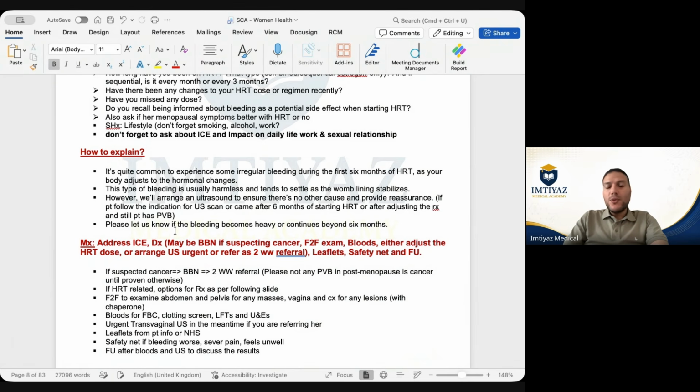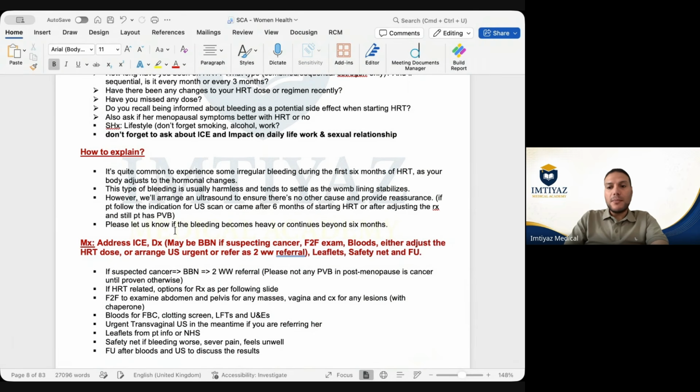So how to explain? You need to explain that it's quite common to have some bleeding after you start HRT because your hormones are still not stable, and your body tries to adjust to your hormonal changes, including your womb lining. However, there is risk assessment. We need to check if you are at risk of having womb cancer or not. If you have any risk factors, we need to arrange an ultrasound scan of your womb as soon as possible to rule out any possibility of womb cancer.